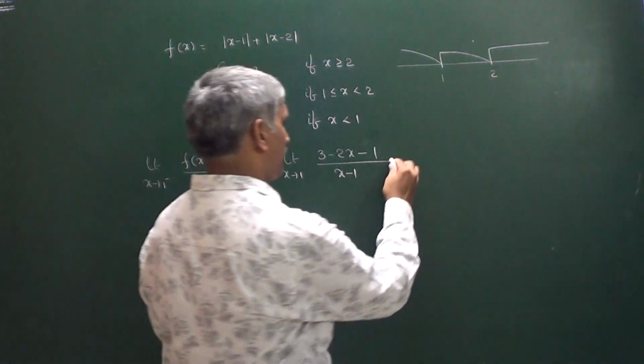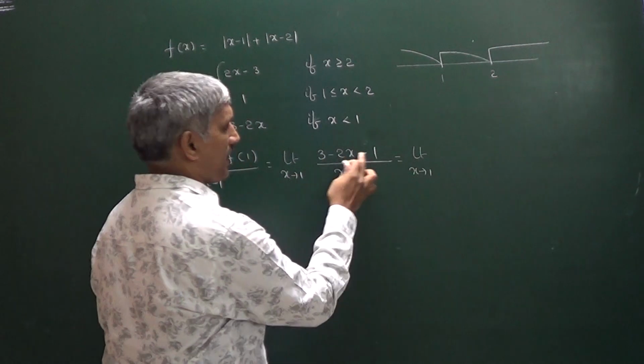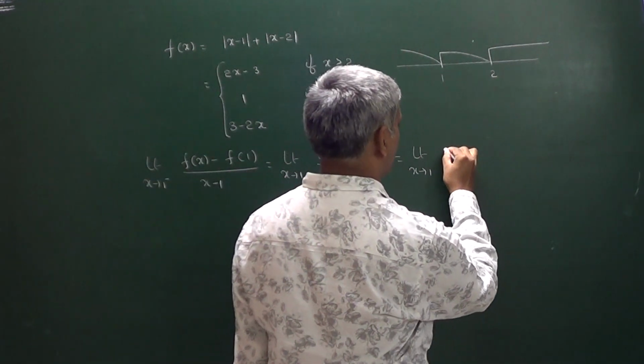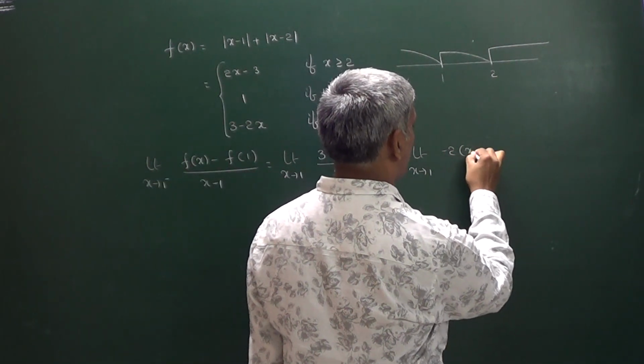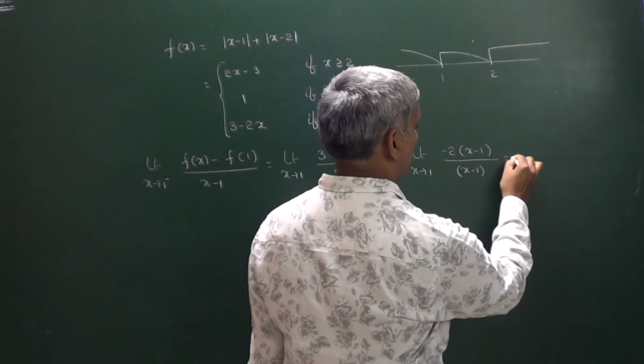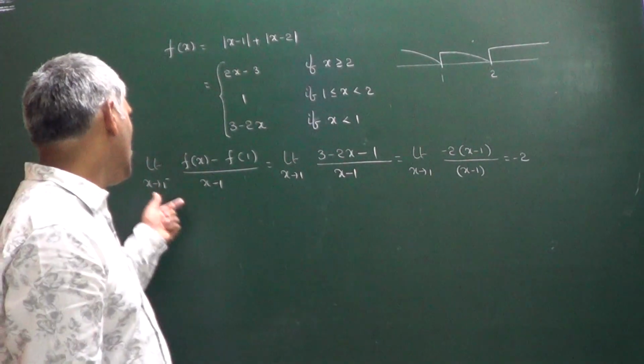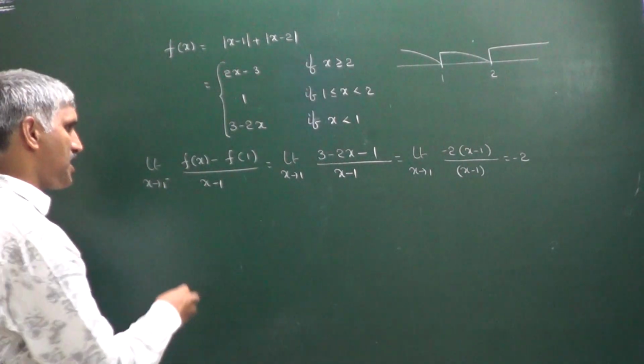Now after simplification you will get limit x tends to 1, 3 minus 1 is 2, 2 minus 2x. If you take minus 2 common, x minus 1 divided by x minus 1. So we are getting the answer as minus 2. Okay, so left hand derivative we got minus 2.